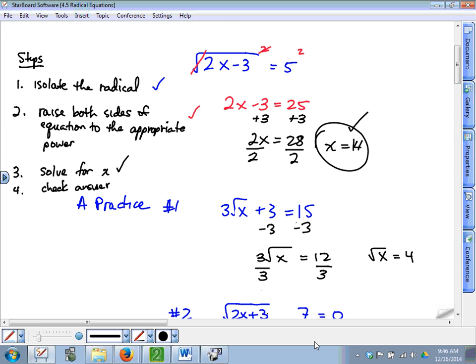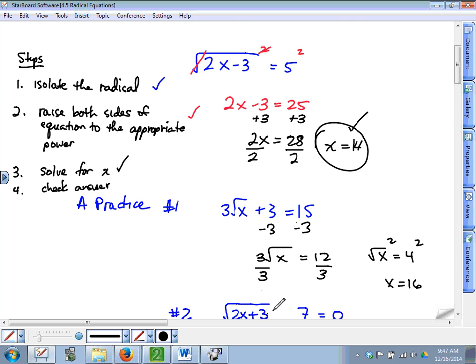Did we even get an answer to this yet? Yeah, 16. Well, did you guys check it? Remember, you always have to check these. Because if it's a square root, the only way to get rid of a square root is to square it. You've got to square both sides. So, let's check it. Square root of 16. 4 times 3 is 12, plus 3 is 15.